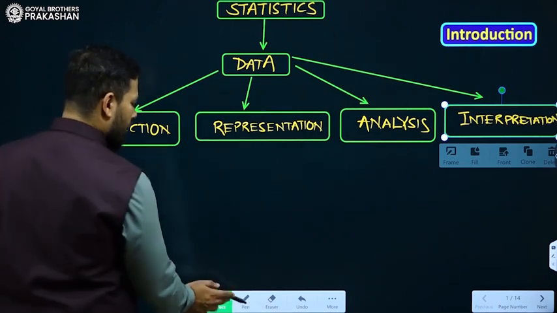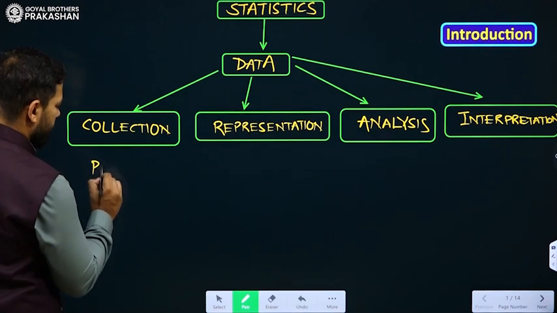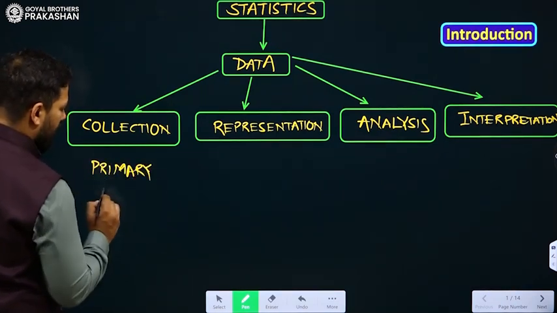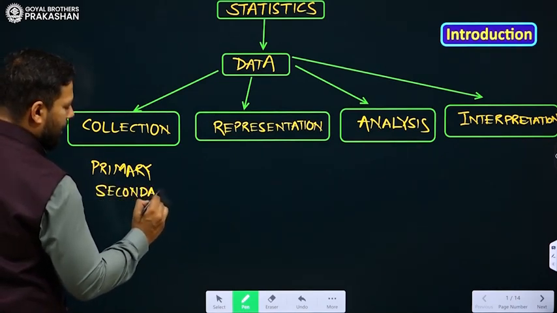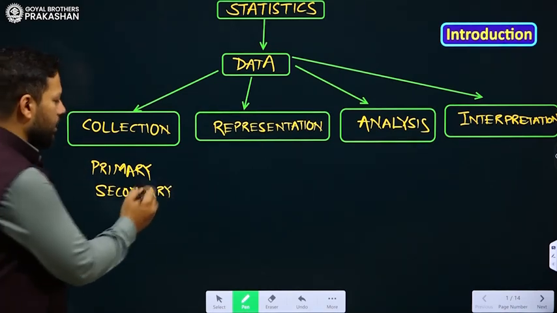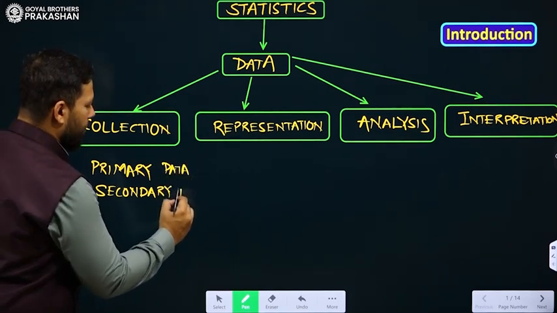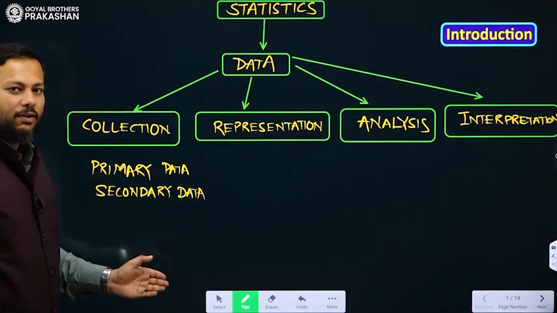According to the collection of data, we can have primary data. We can have secondary data. It depends. If the data is collected by the person itself who is going to use it, it is known as primary. So it is primary data. If the data used by a person is collected from some other source, then it is known as secondary data.